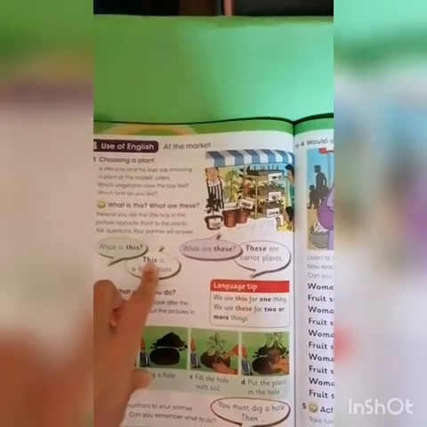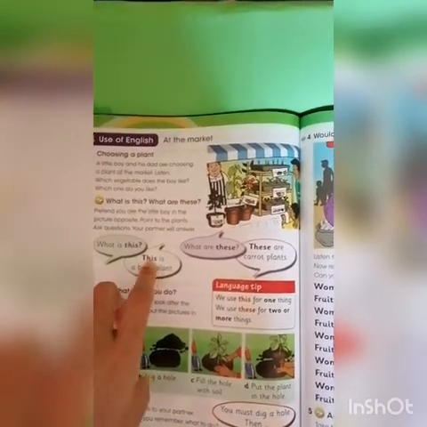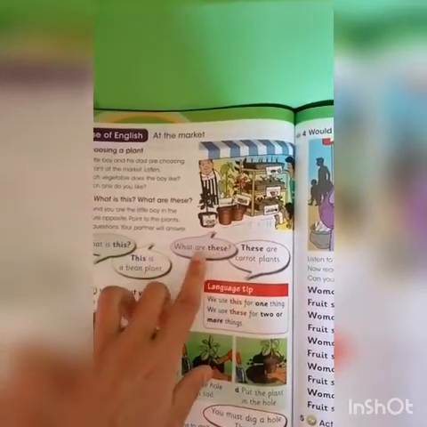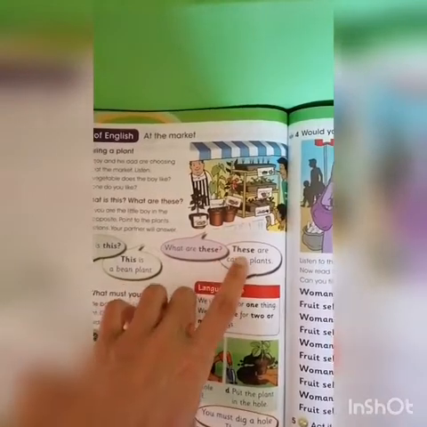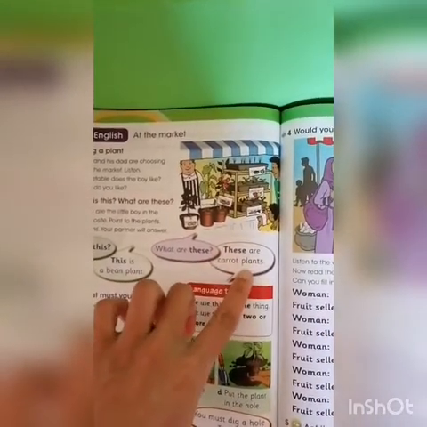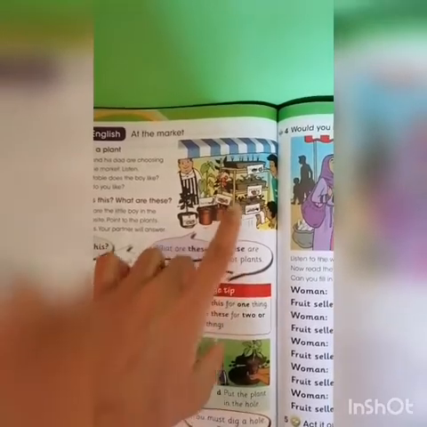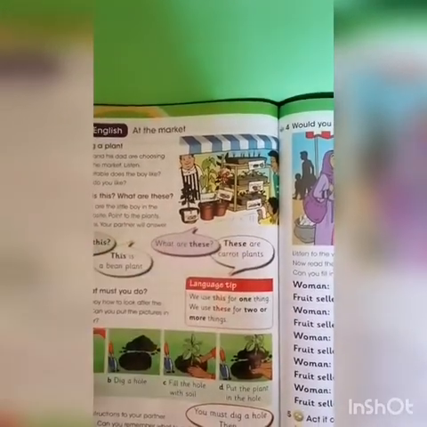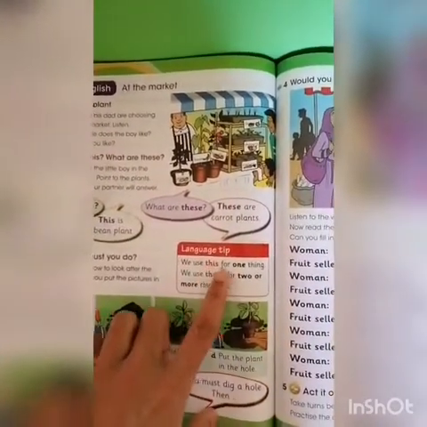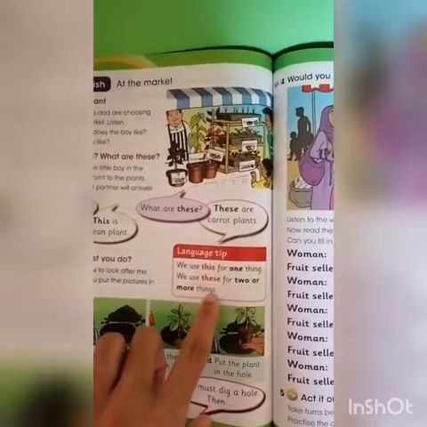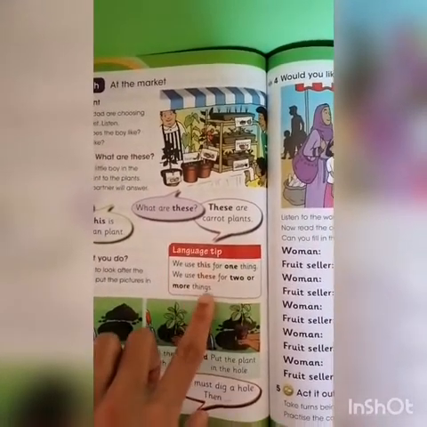What if I have more than one? What can I use? You can use these. What are these? These are carrot plants. Look at this. These are carrot plants. So we have more than one. Okay? We use this for one thing. We use these for two or more things.